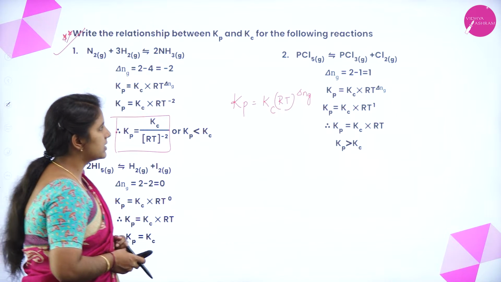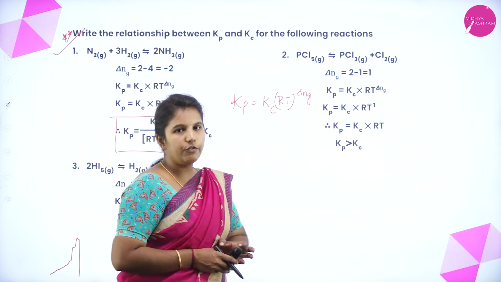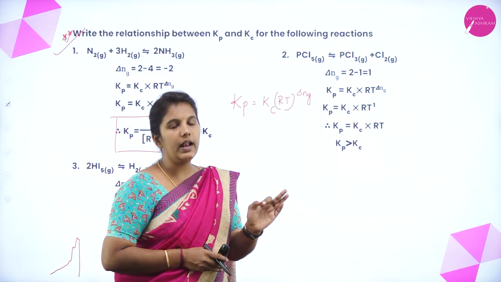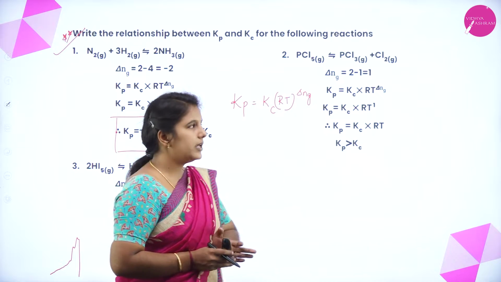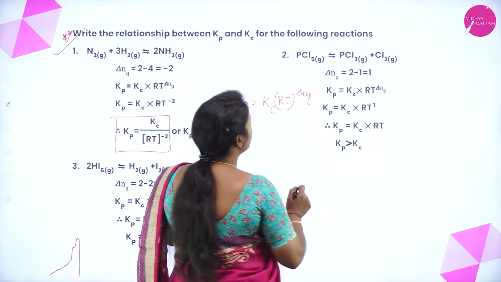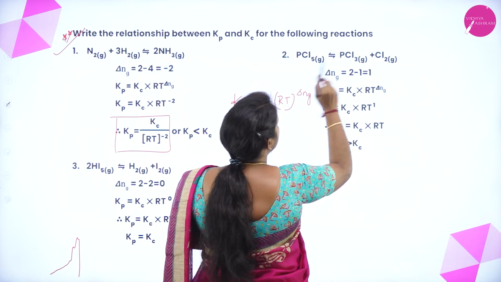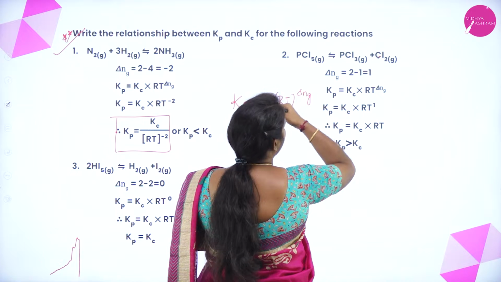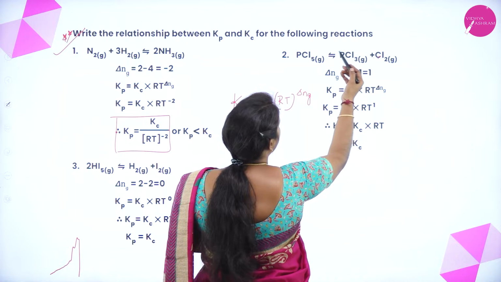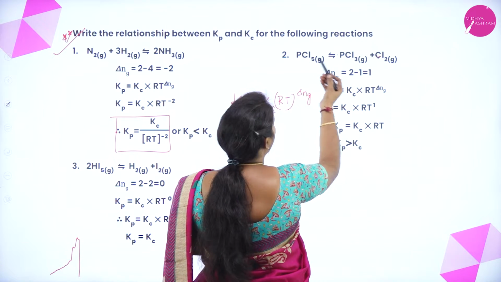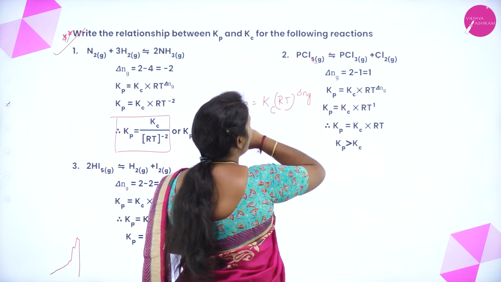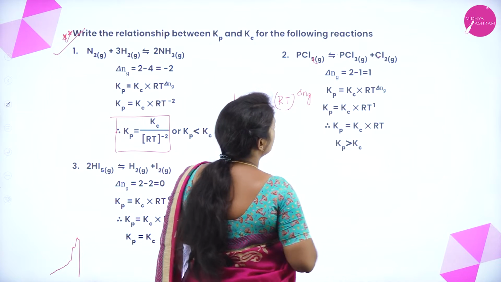We'll take one more example, that is PCl5, phosphorus pentachloride, which upon decomposition gives rise to PCl3 plus Cl2. Delta Ng for this reaction: you can see that both products are in the gaseous state. So how many products will be formed? 2, that is 1 plus 1 is 2, minus 1 because the reactant is also 1. So it is equal to 1.